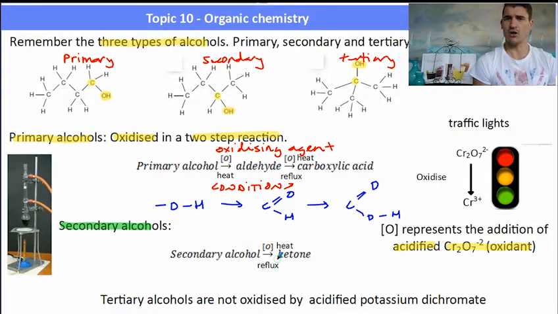A secondary alcohol only oxidizes in a 1-step fashion. It will only oxidize to a ketone. So a secondary alcohol, on the addition of the oxidizing agent, acidified potassium dichromate, and heated under reflux, will form a ketone. Tertiary alcohols are not oxidized by potassium dichromate.